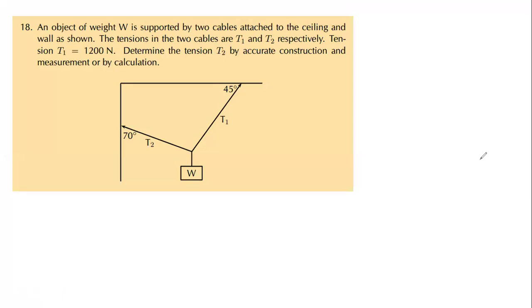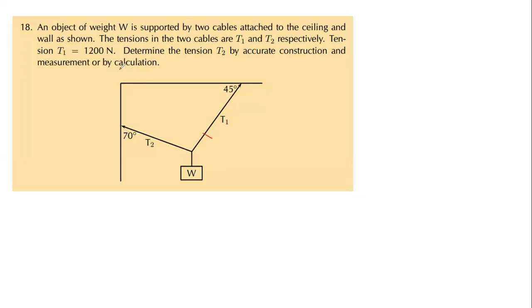An object of weight W is supported by two cables attached to the ceiling wall as shown. The tensions in the cables are T1 and T2. Then T1 is 1,200. Determine T2 by accurate construction and measurement or by calculation.